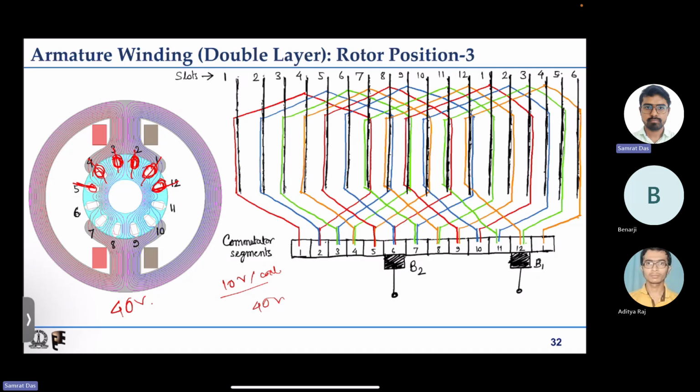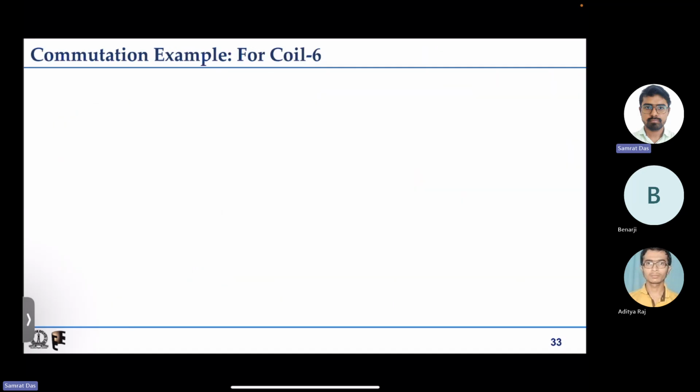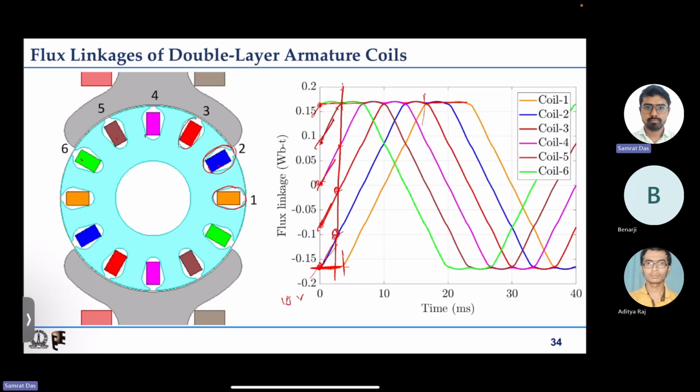As you increase the number of slots, this difference, this jump, basically the voltage per coil, will reduce. Along with that, it is possible to show, probably I'll show here only. Say this is our stator pole. Say this is our rotor. Say we have many coils.